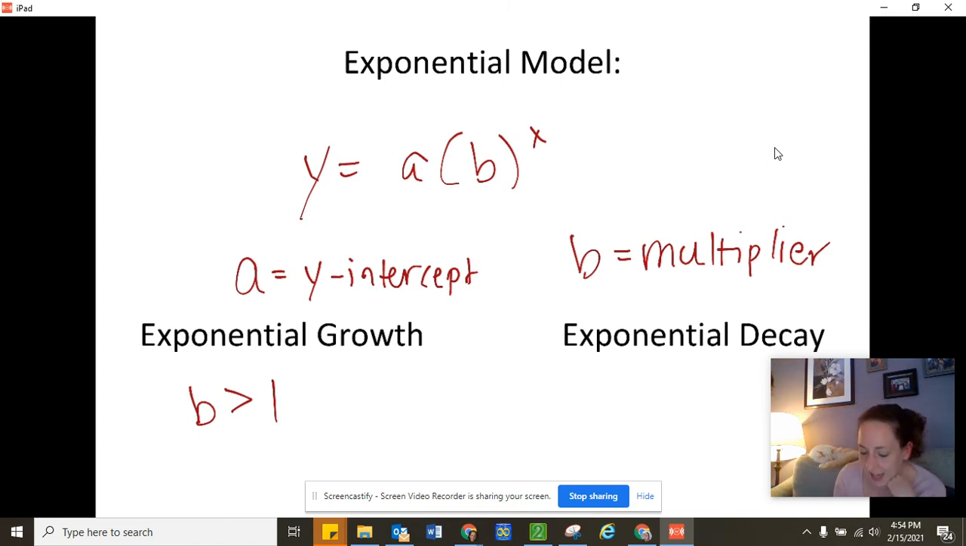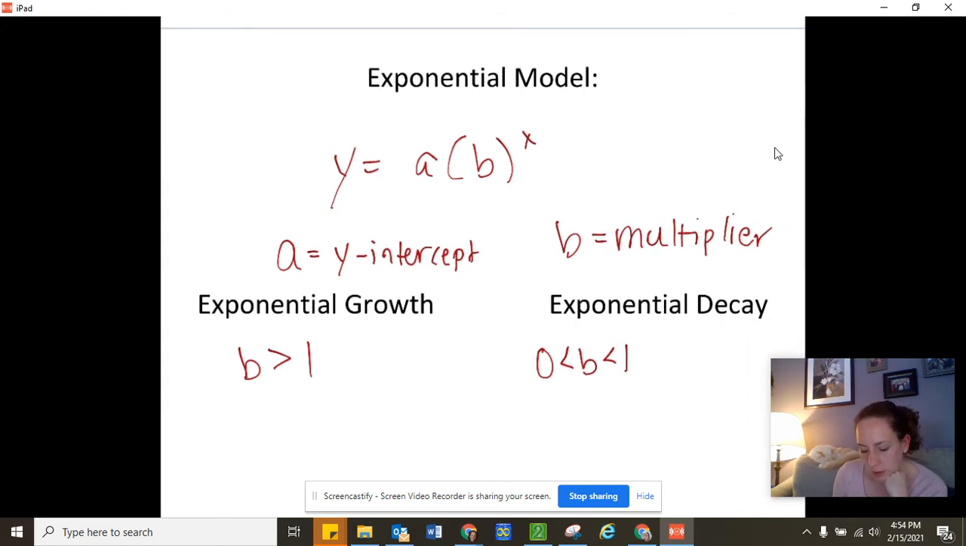For exponential decay, B is between 0 and 1. So usually, like a fraction or a decimal, but it has to be less than 1. And in general, that's because if you're multiplying by a number that's in between 0 and 1, it's the same thing as dividing. So essentially, you're dividing every time. It's kind of a way to think about it.